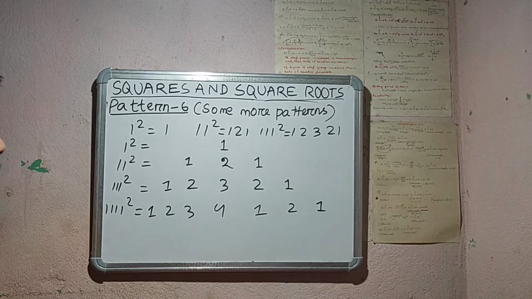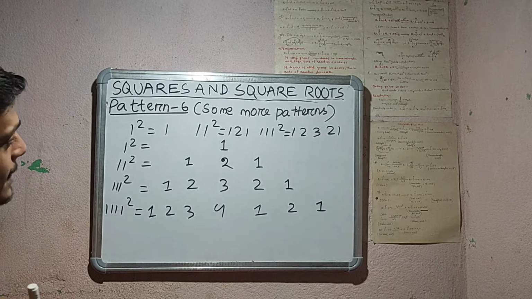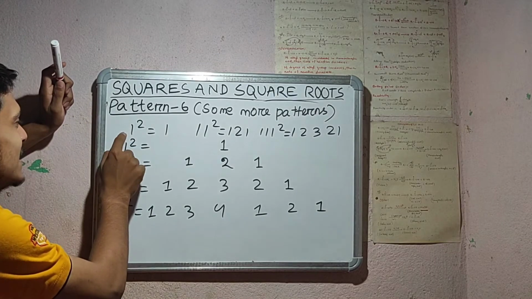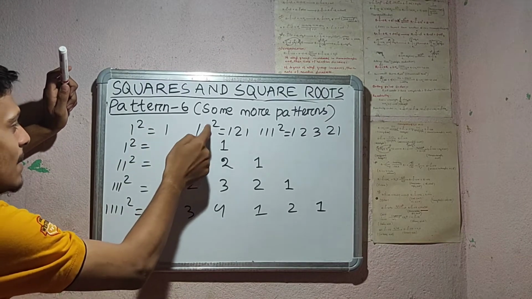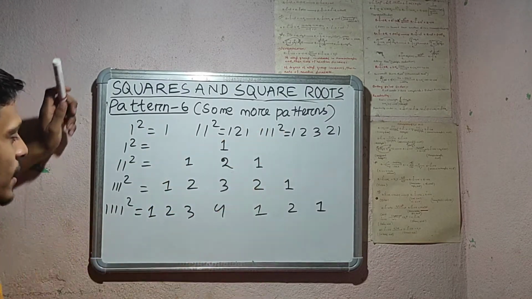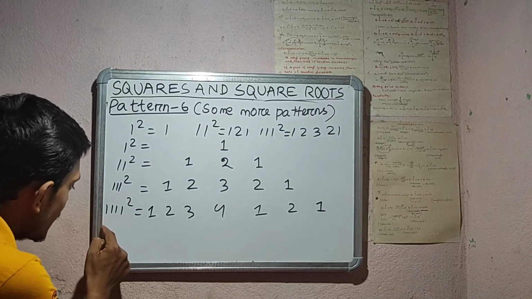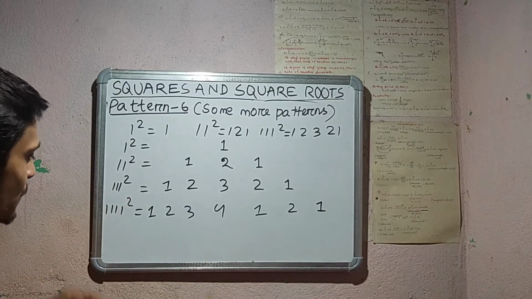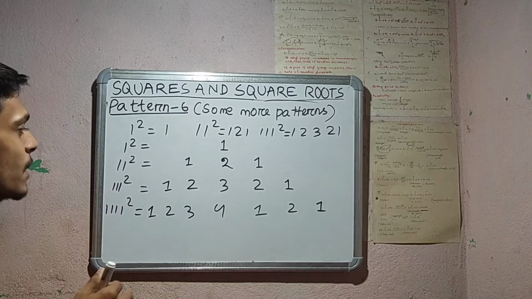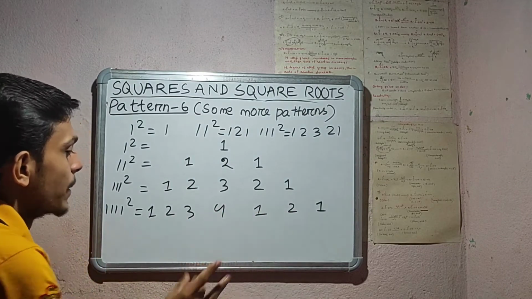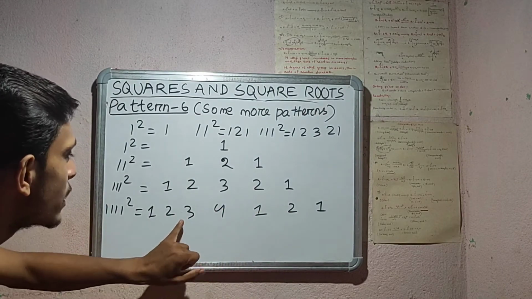Students, today we will study pattern 6, that is some more patterns of square numbers. This is the pattern: numbers whose only digit is 1, that is 1 square, 11 square, 111 square, then 1111 square. In this way you can keep increasing the number of 1s. So the pattern is in this way. You have to understand this pattern.